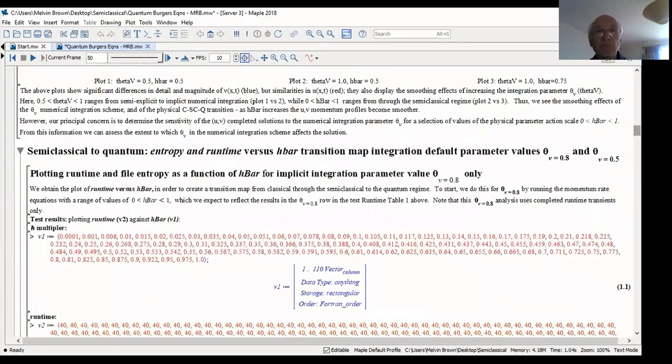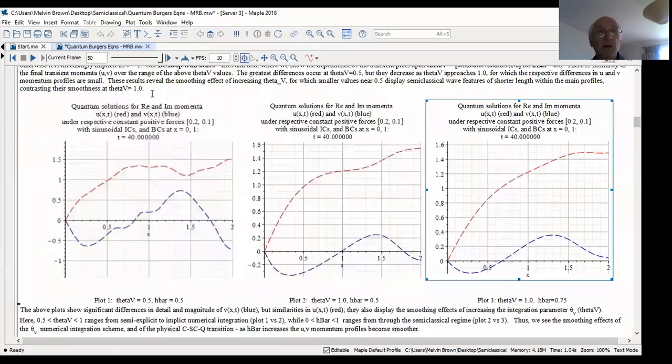Now then, what we want to do now is to investigate, plot the file entropy of the solution files as a function of h bar. As you move through the classical to the quantum regime, you want to look at how the run files are behaving. Are they completing? Are the run files completing?